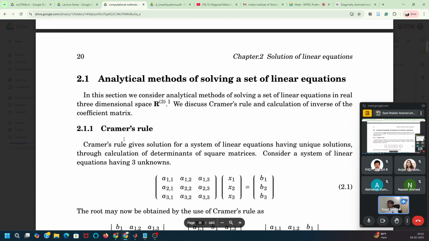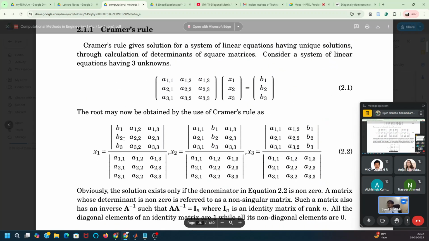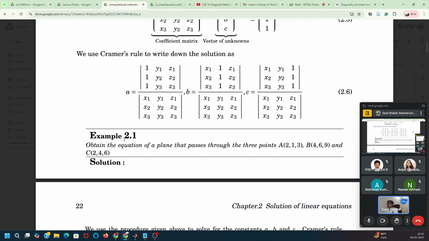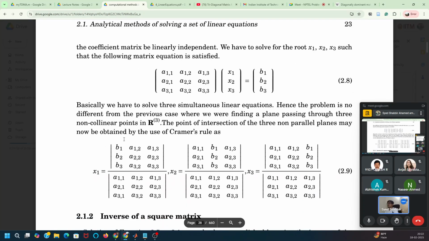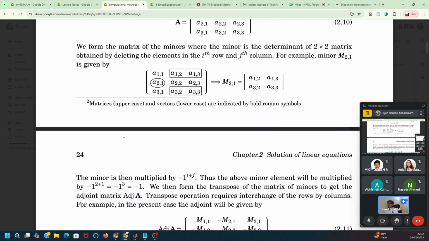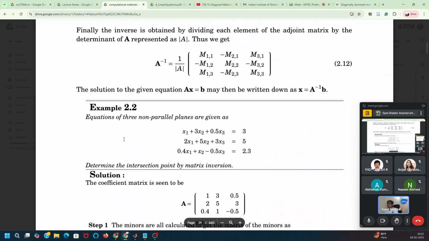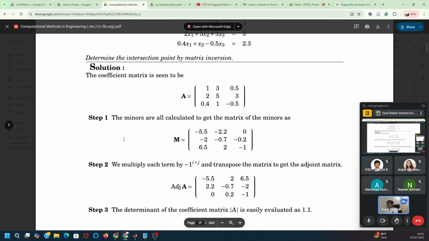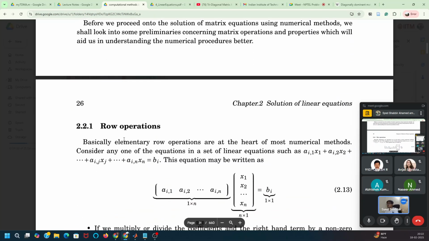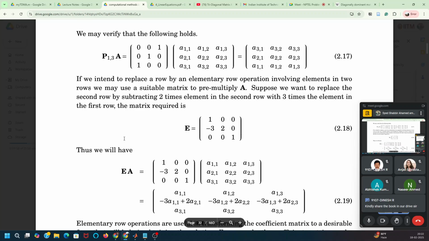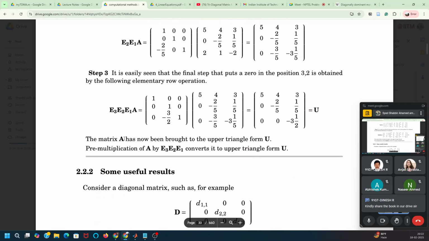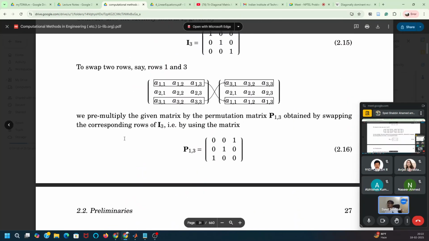Here you can see the solution of linear system of equations. This also has Cramer's rule, and these basic techniques, which you might have learned in your 11th or 12th, I think, Cramer's rule or adjoint factors, all this. I'll share this in the drive after the class. Okay, so you can go through this.